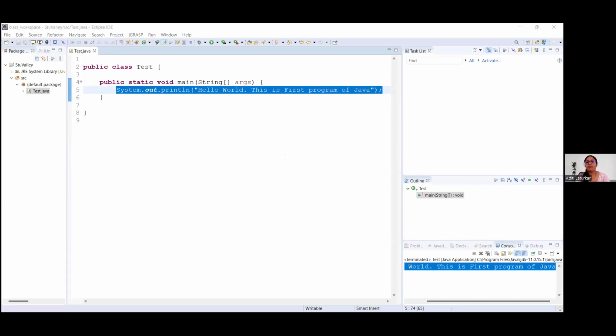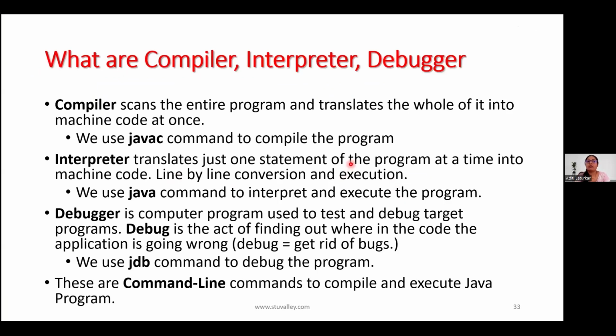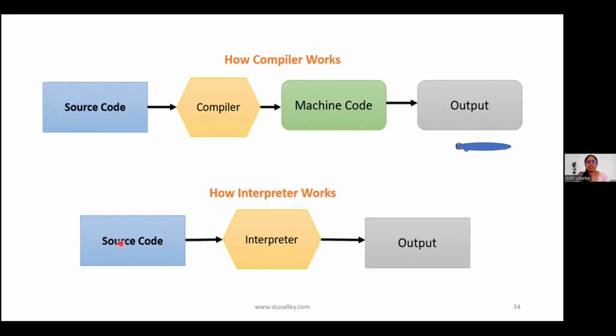Okay, it will not execute or convert everything into machine code at once. The statements will be converted into machine code one by one. Okay, so this is the difference between compiler and interpreter.